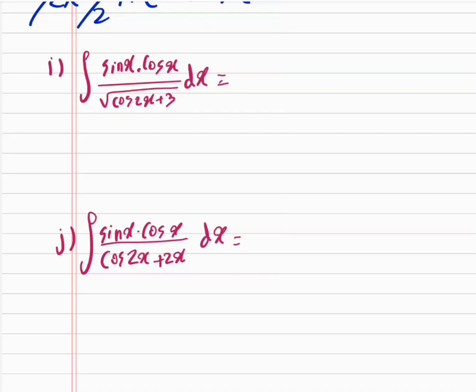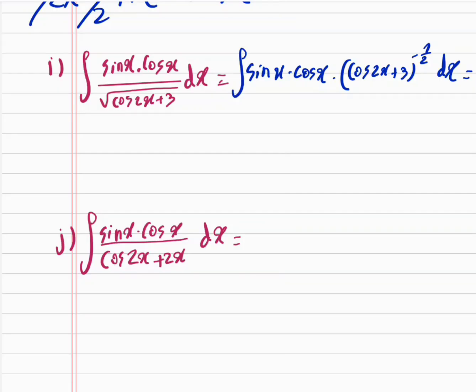So first of all, it's better to rewrite this in the form sin x times cos x. And now the denominator can be written as cos 2x plus 3 to the power of a half. But if you want to have that in the numerator, then the power changes to negative. So we get cos 2x plus 3 to the power of minus a half dx.